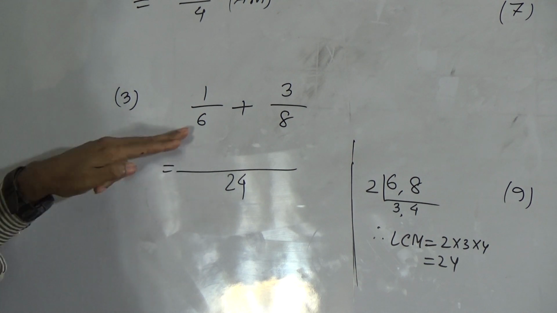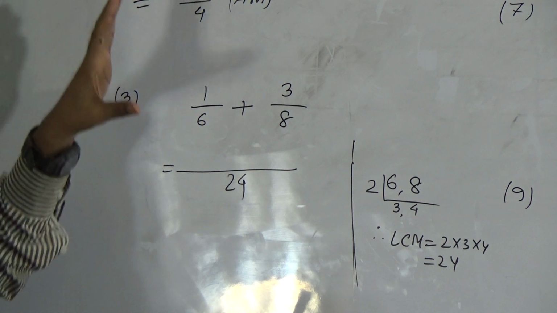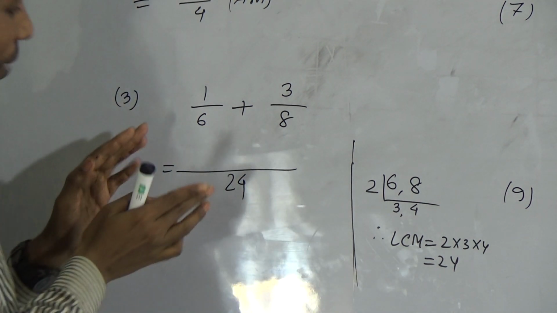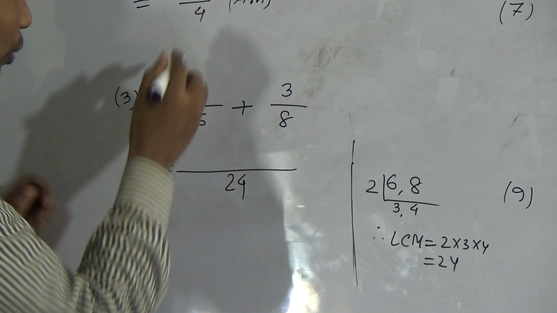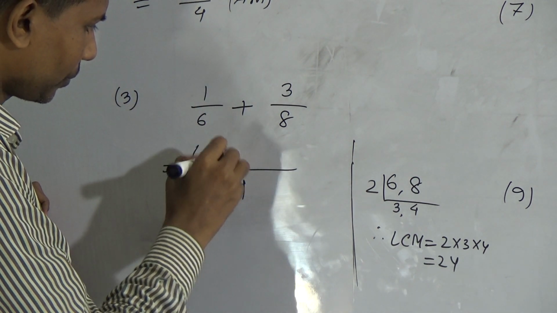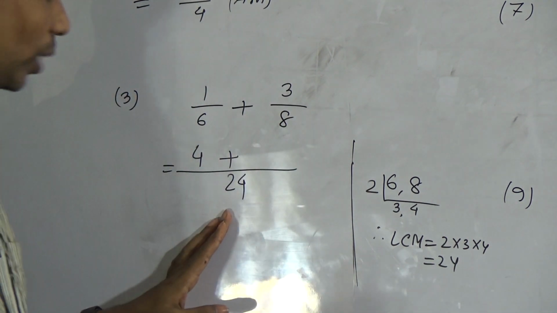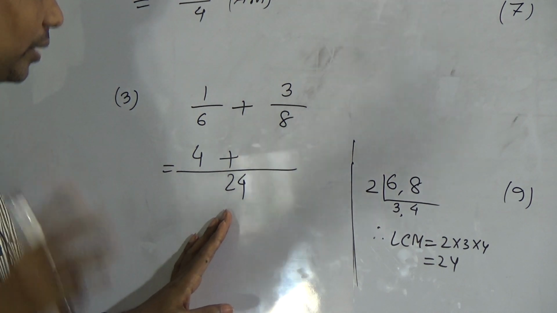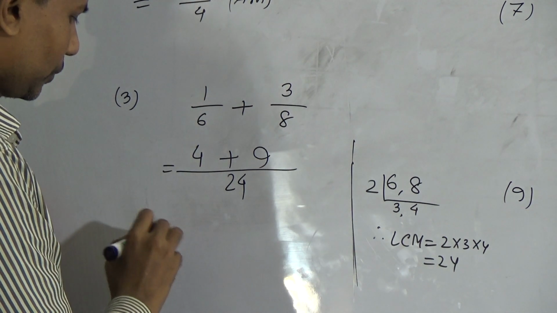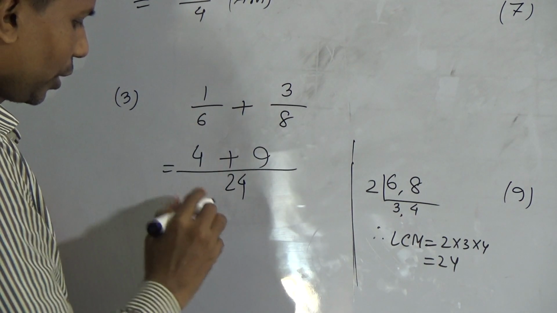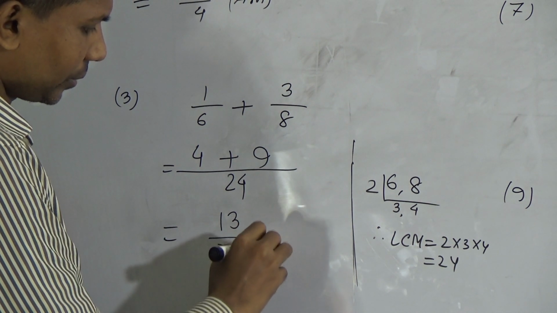Now divide 24 by 6. Same. Every addition and subtraction rules are same. At first you have to divide 24 by 6. Then you get 4. Now 4 into 1 equal to 4. Now divide 24 by 8. Then you get 3. Now 3 3s are 9. Now 9 plus 4 equal to 13. Right here, 13 by 24, and this is the answer.